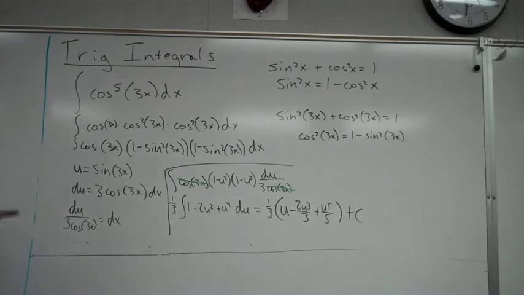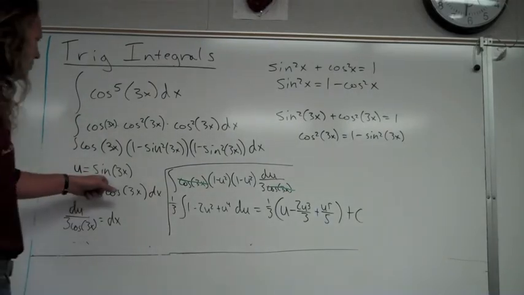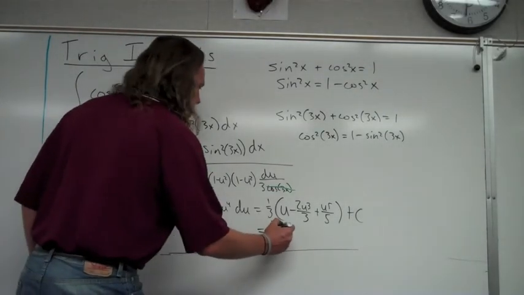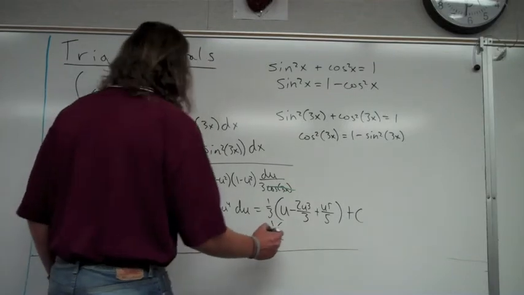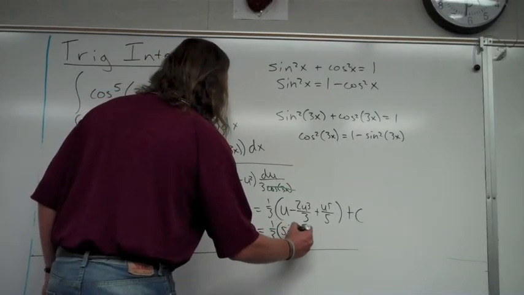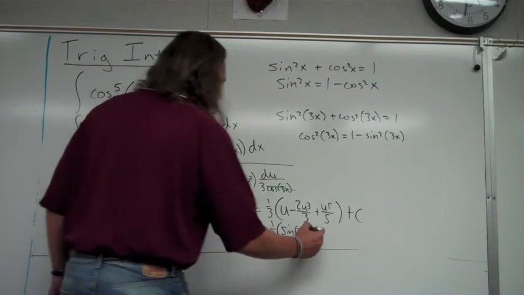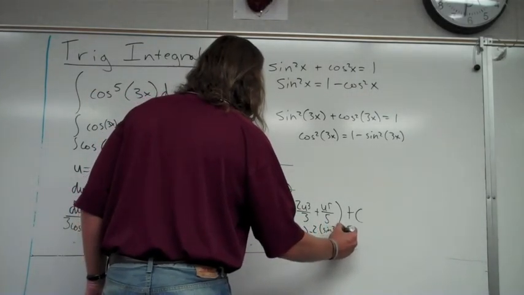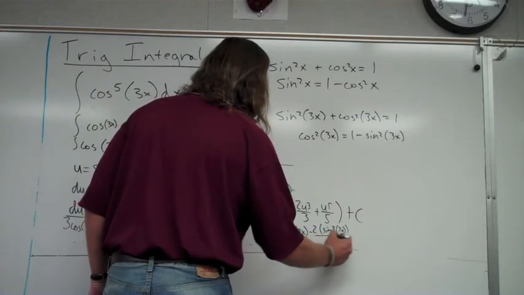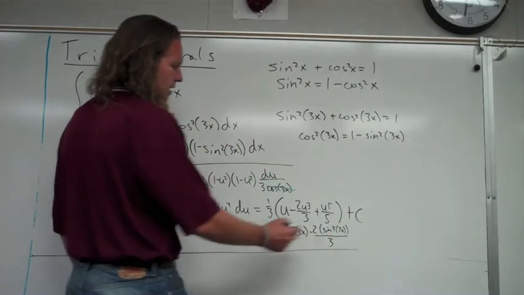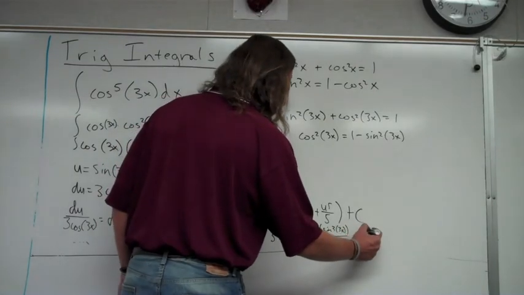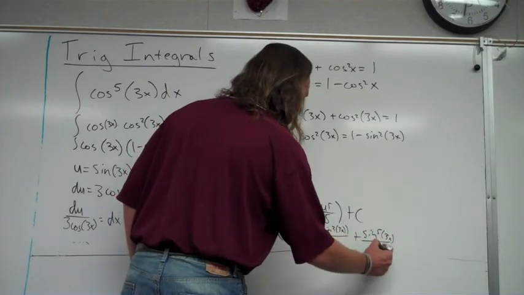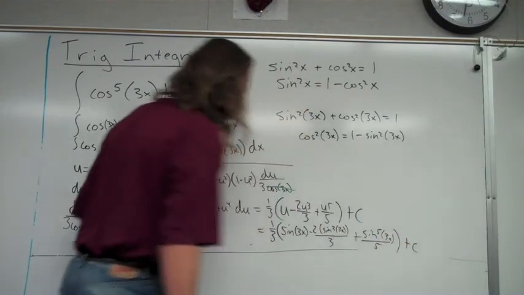And my last step is I just need to go ahead and plug back in my u. So it's going to be 1/3 times sine 3x minus 2 times sine cubed 3x, kind of an extra set of parentheses I didn't need there, and then sine to the 5th of 3x over 5 plus c.